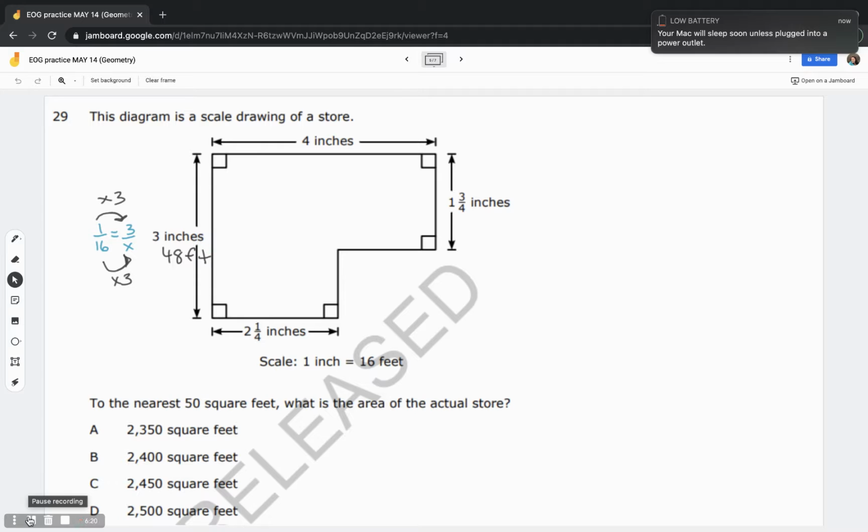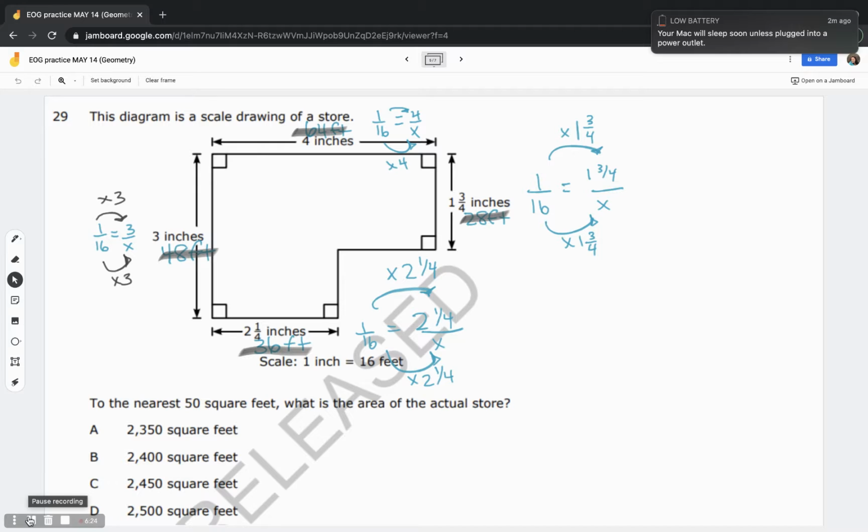Right? We're going to do the same thing for all of these. So my new dimensions are 48 feet, 64 feet, 28 feet, and 36 feet. And now I want to go ahead and calculate the area. So I'm going to split this up into 2 separate rectangles.